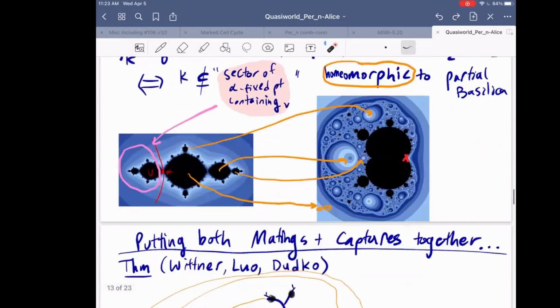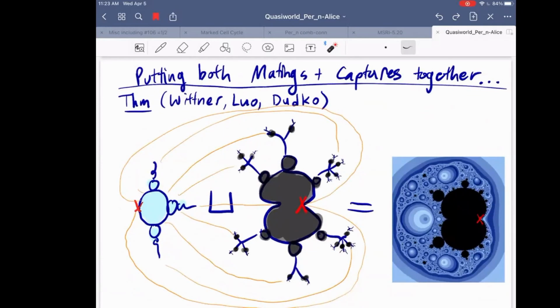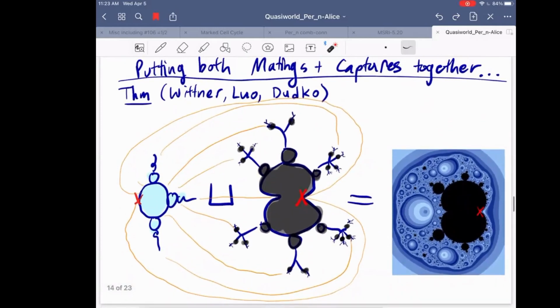Okay. Then putting this all together, Whitney originally conjectured this, and later Luo and Dudko proved it: when you put both of these together, if you were to actually mate this partial Basilica and this partial Mandelbrot set, so you have to delete both things so everything is meaningful at every given point. So you can't take anything over here because those captures are obstructed, and you can't take the 1/2 limb because those matings are obstructed. But if you mate together this partial Basilica and this partial Mandelbrot set, you get something that's homeomorphic to Per_2(0).